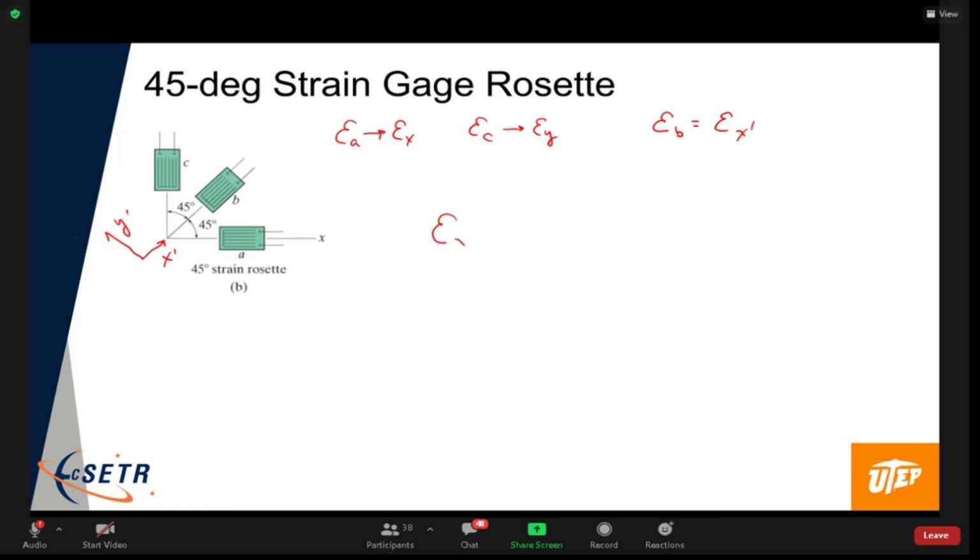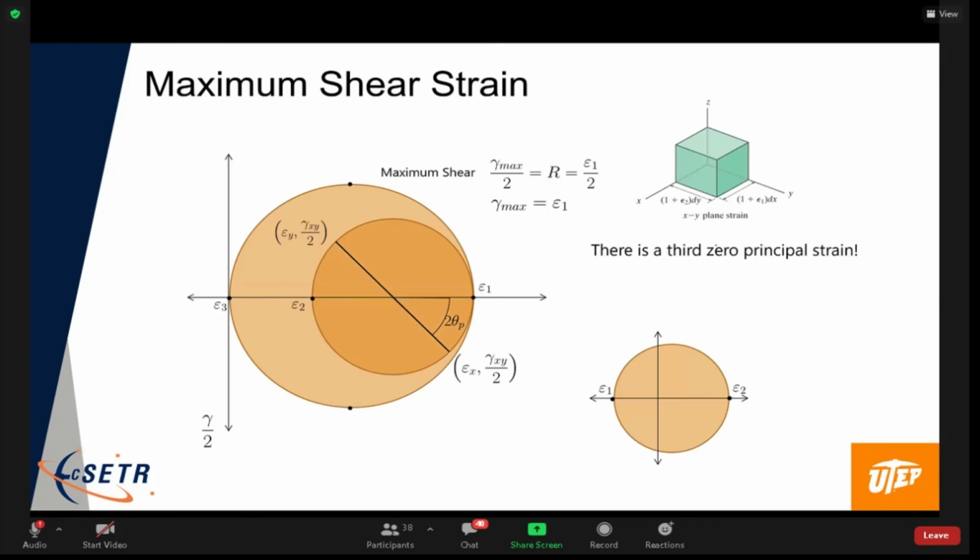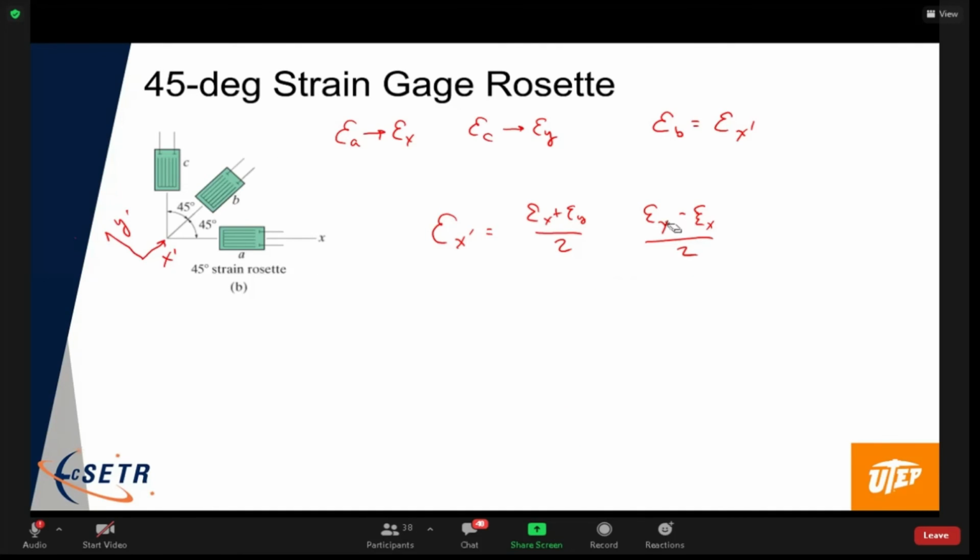Well, we can use our stress transformation equations, which I kind of forget. So epsilon x prime is epsilon x plus epsilon y over 2 plus epsilon x minus epsilon y over 2 cosine 2 theta, and then plus gamma x y over 2 sine of 2 theta, right? Those are just the stress transformation equations, okay?